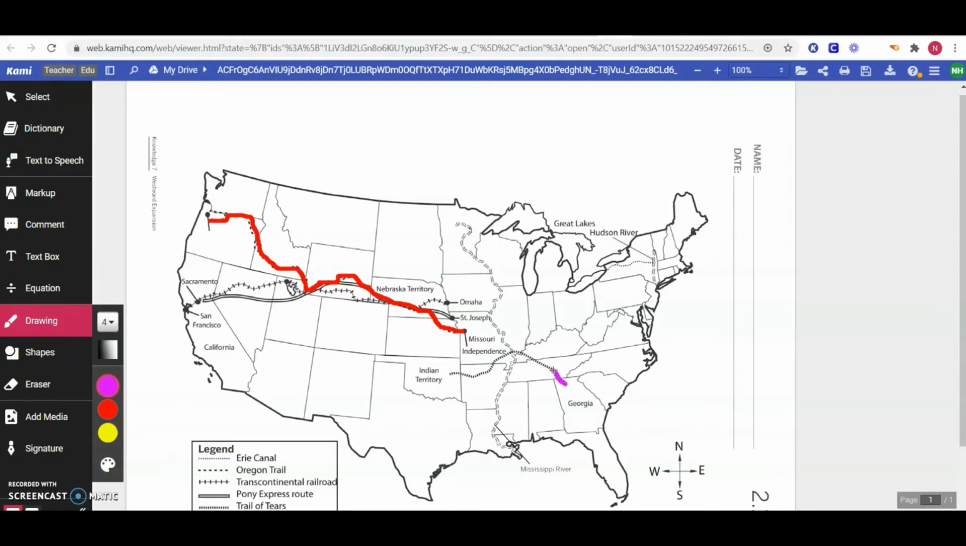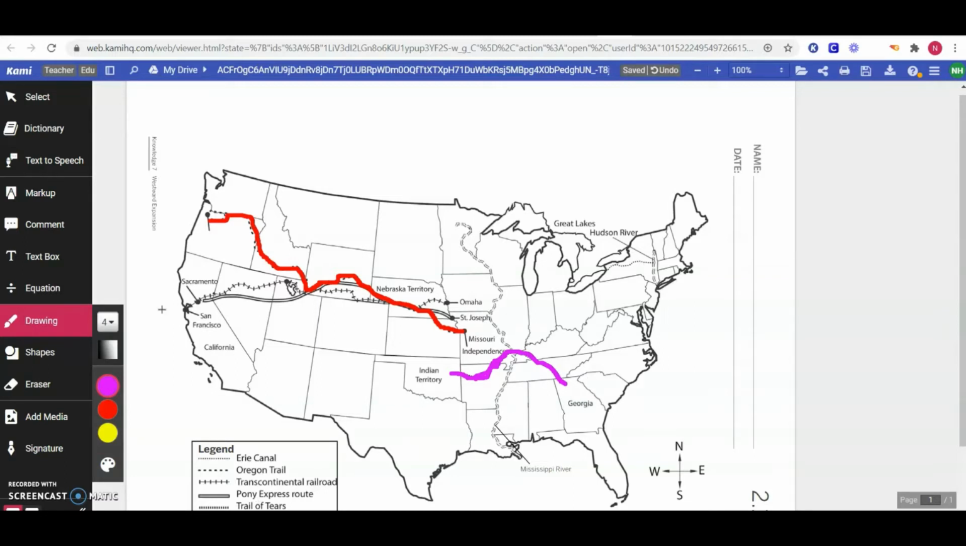This was a very sad time in American history. The Trail of Tears was a very difficult journey where many Cherokee people lost their lives. They encountered lots of difficulties, like a really bad snowstorm. I'm going to mark the Trail of Tears in purple on my map.